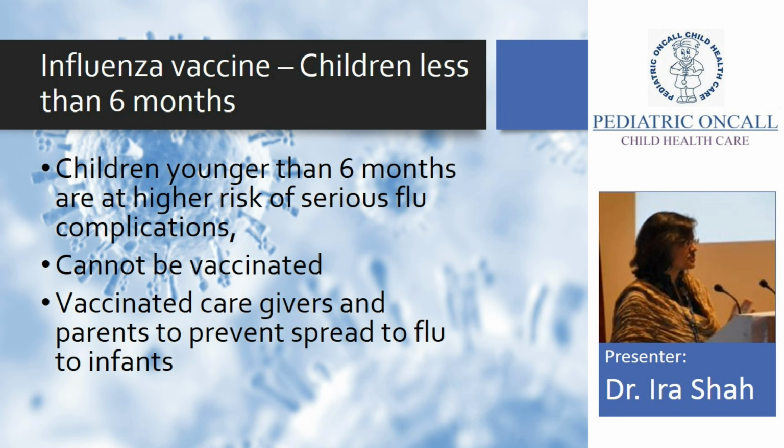Now what about children less than 6 months? The vaccine is not recommended for children less than 6 months. And these are the groups that are at the highest risk of getting influenza. So if these kids cannot be immunized, you immunize the family, because they are the ones who are going to be in touch with the kid. And if the family is vaccinated and immunized, they are not going to spread it to the child. So this is known as herd immunity in a way. So you immunize the family for a child less than 6 months.